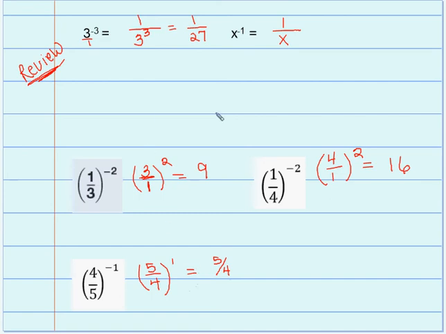Okay, hopefully these negative exponents aren't as tricky as the first time you went through them. Be sure to ask plenty of questions on this concept though. Okay, with that, I will see you in class.